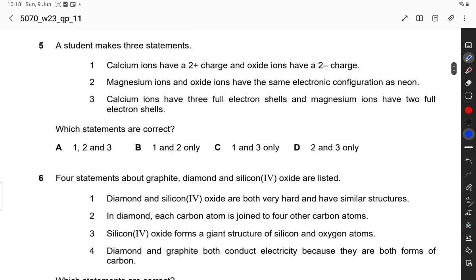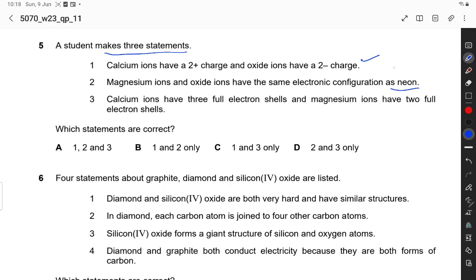A student makes 3 statements about calcium ion, which has a 2 plus charge, and oxide ion, which has a 2 minus charge. Calcium has 2 positive charge and oxide ion has 2 negative charge. Yes, it is correct. Magnesium ion and oxide ion have the same electronic configuration as neon.